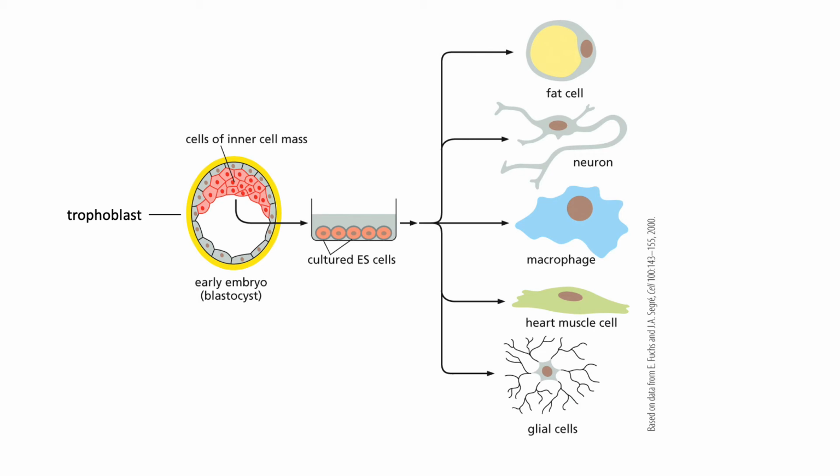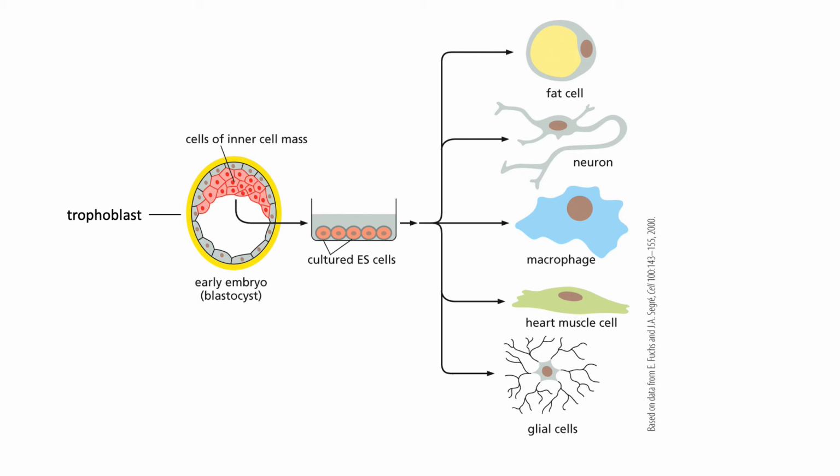And there's two cell types. There's what's called the trophoblast. Those are those gray cells on the outside. And the trophoblast will give rise to extra-embryonic tissue, like the amniotic sac or parts of the placenta. The cells of the inner cell mass will ultimately give rise to the entire embryo.